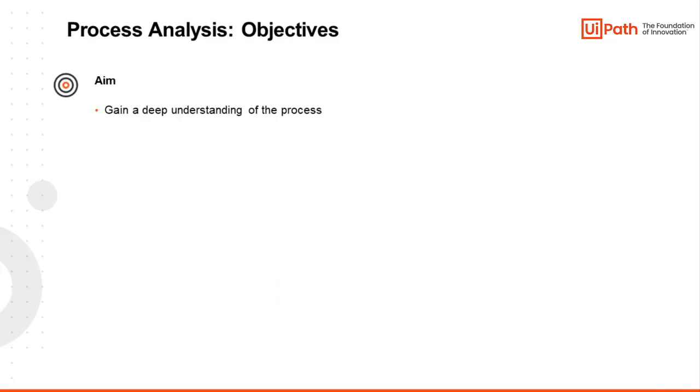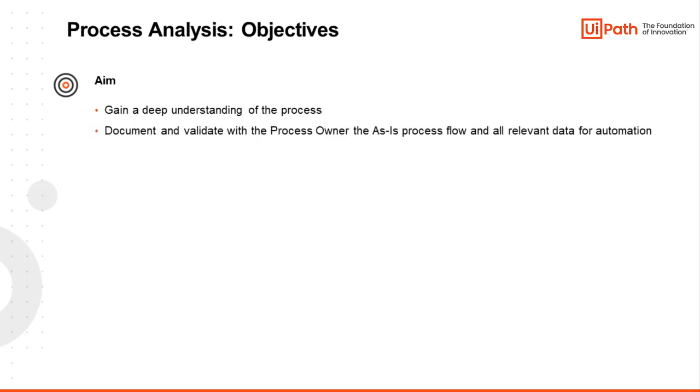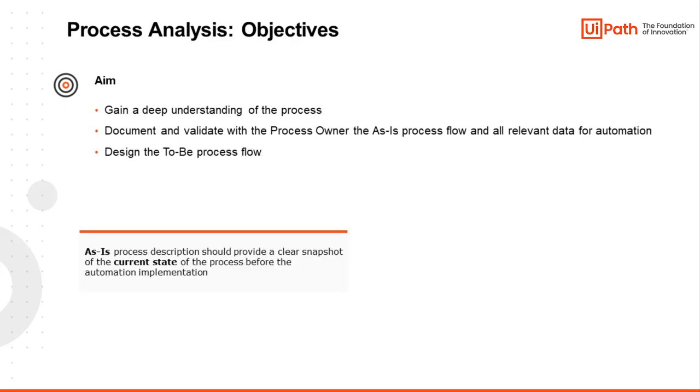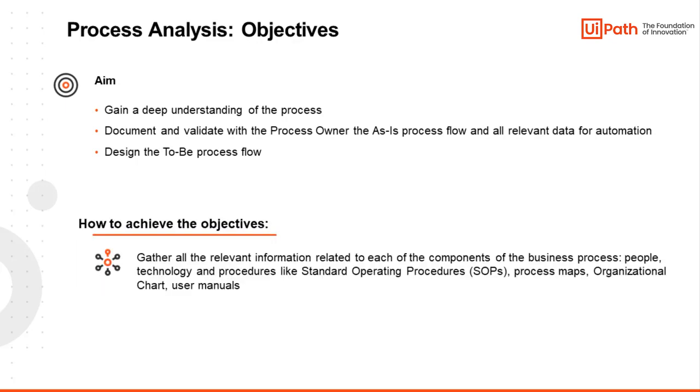As mentioned earlier, the goal of a business analyst during this stage is to gain a deep understanding of the entire process to document the as-is and the to-be process descriptions. The as-is process description should provide a clear snapshot of exactly how the process operates within the business before the automation implementation. To achieve this, the business analyst will need to gather all the relevant information related to each of the components of the business process: people, technology, and procedures.